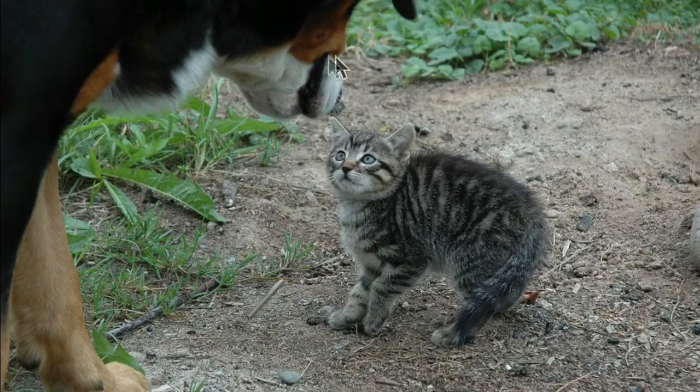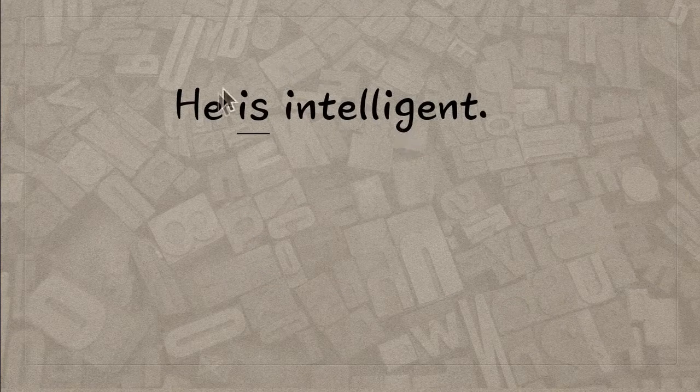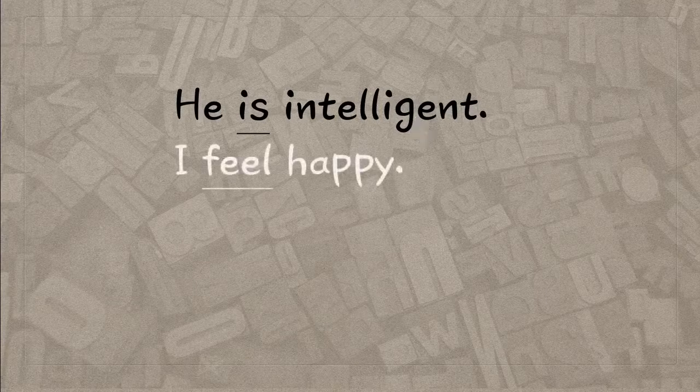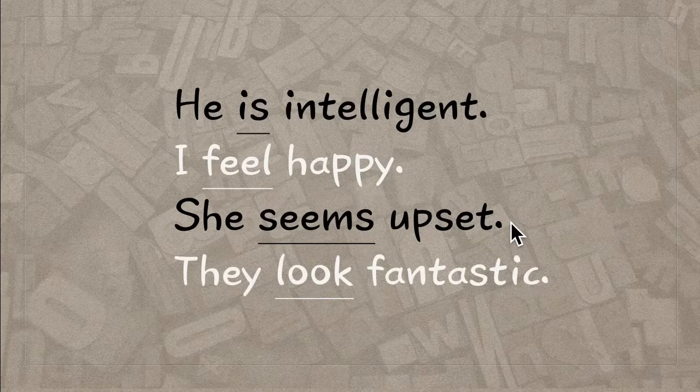For example, how would you describe this kitten? Perhaps, this kitten looks scared. Our adjective is after this particular verb, looks scared. A few more examples are, he is intelligent. Is is our verb. Intelligent is the adjective. I feel happy. Happy is the adjective. Feel is our verb. She seems upset. Upset is the adjective. And they look fantastic. Fantastic is the adjective.